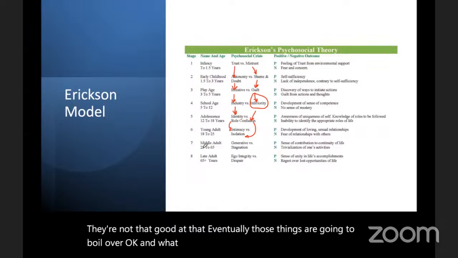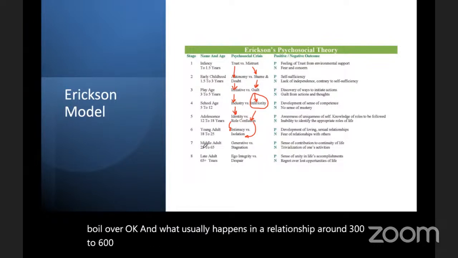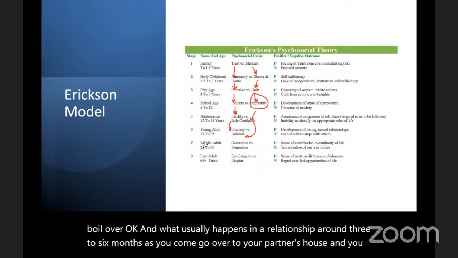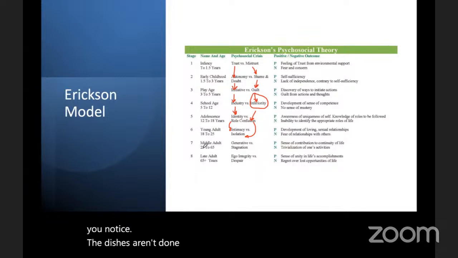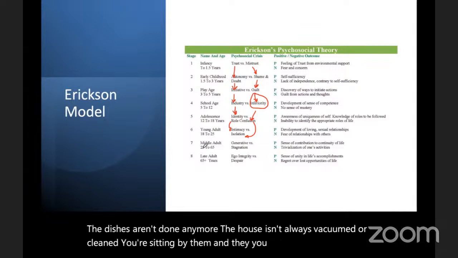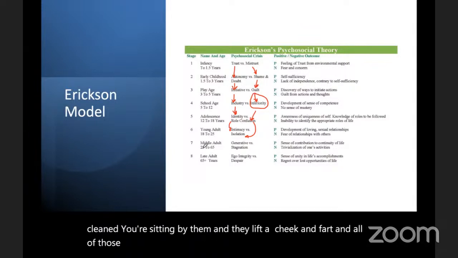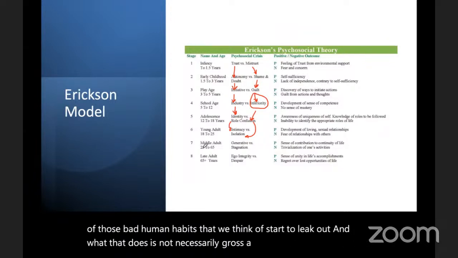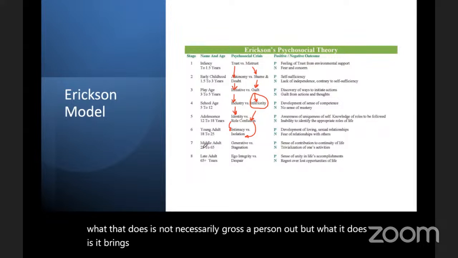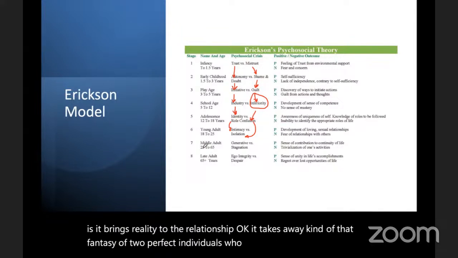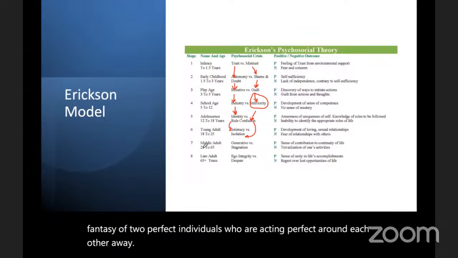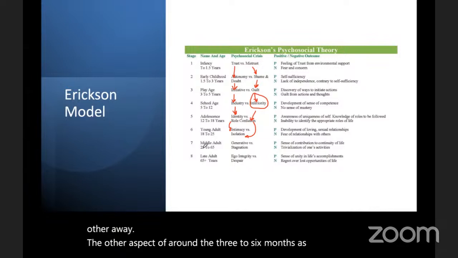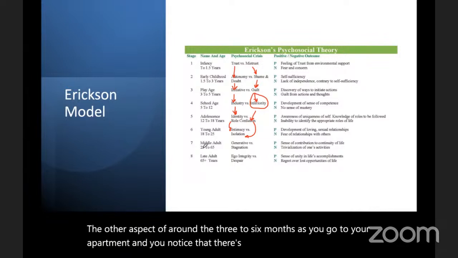What usually happens in a relationship around 3 to 6 months is you go over to your partner's house and you notice the dishes aren't done anymore. The house isn't always vacuumed or cleaned. You're sitting by them and they lift a butt cheek and fart. And all of those bad human habits that we think of start to leak out. What that does is not necessarily gross a person out, but it brings reality to the relationship. It takes away that fantasy of two perfect individuals acting perfect around each other. The other aspect around the 3 to 6 months is you go to your apartment and you notice that there are two toothbrushes in the bathroom instead of one.